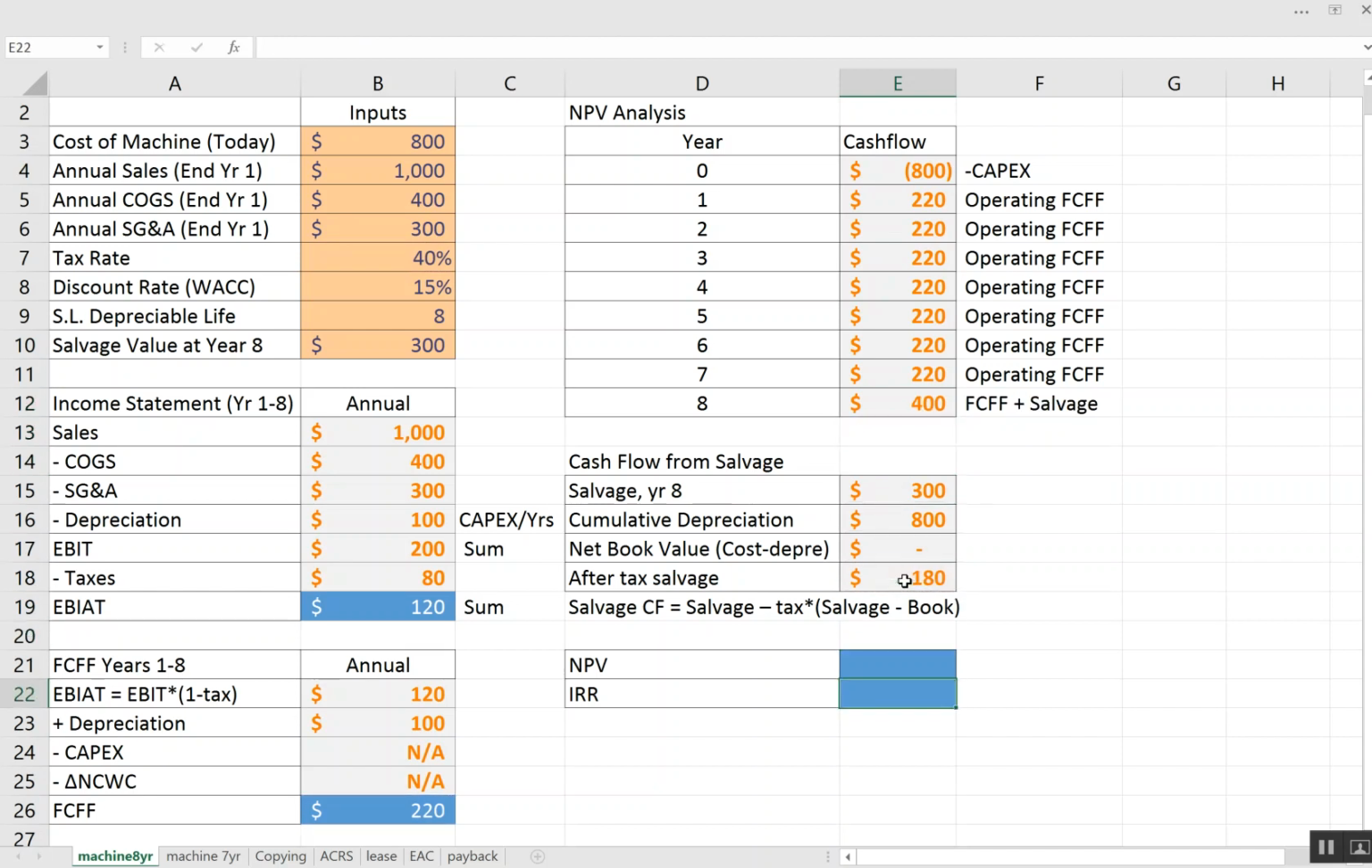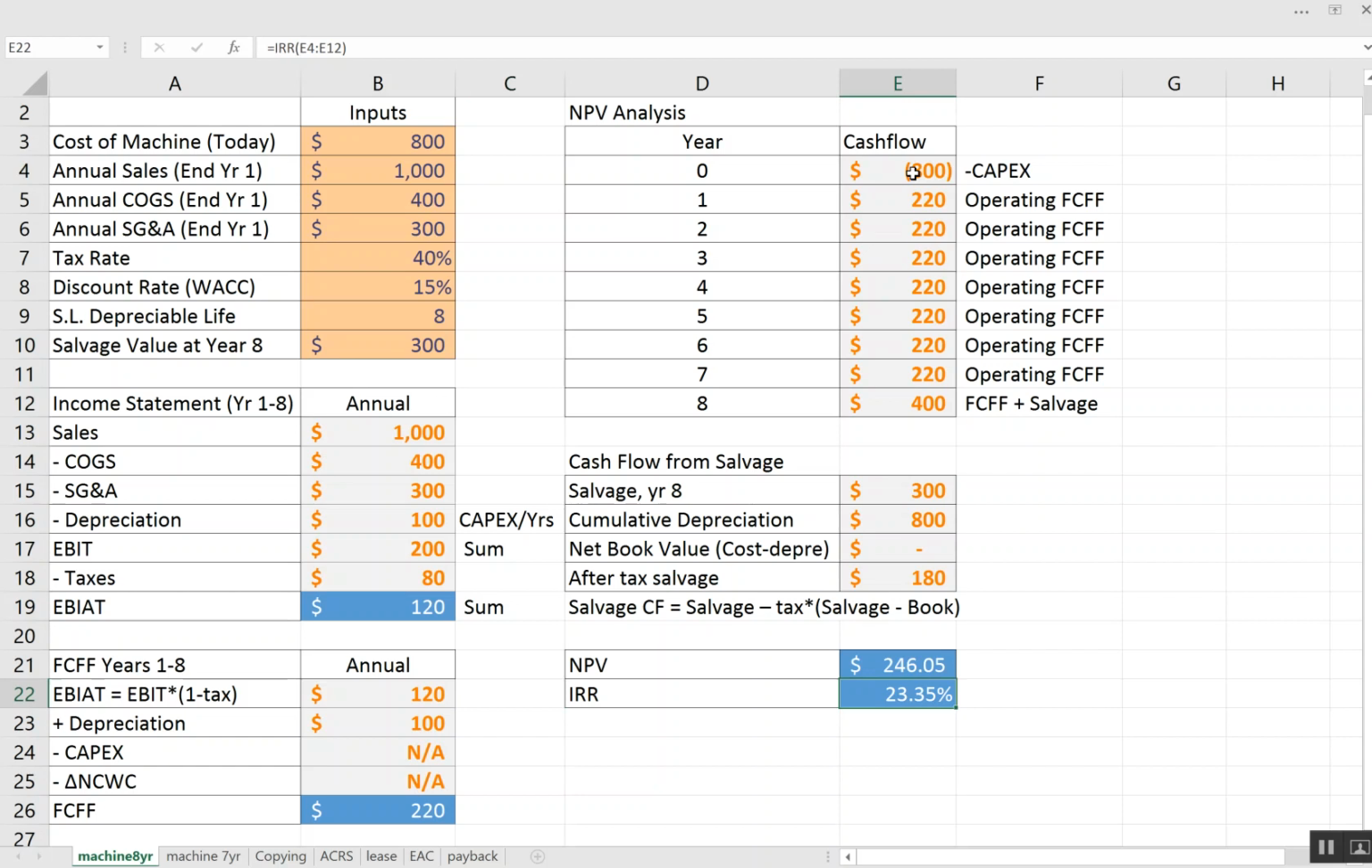Now I can calculate the IRR of this investment and see if we should do it. So my IRR is 23%. If my WACC is 15%, it looks like I should do this project. Now the NPV, using a discount rate of 15%, select the cash flows from year 1 to the end and add the initial cash flow. It looks like the NPV is $246, so I should accept this project.